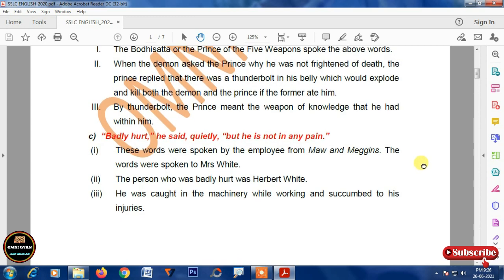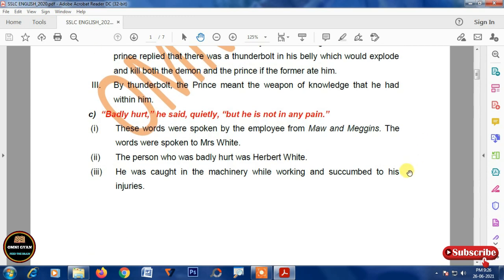Next we come to question number C, "badly hurt," he said quietly, but he is not in any pain. I'm very sorry, I did not mention the page number here, so let me tell you. This is from page 133, and as I told you, it is from the story The Monkey's Paw, written by W.W. Jacobs.